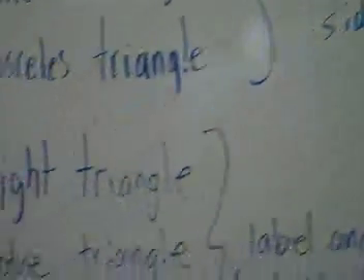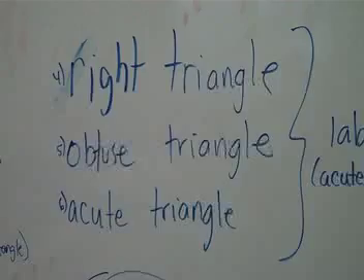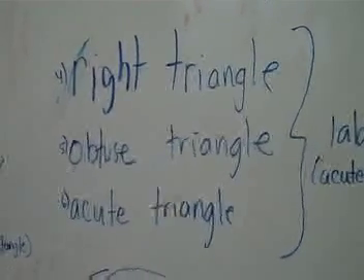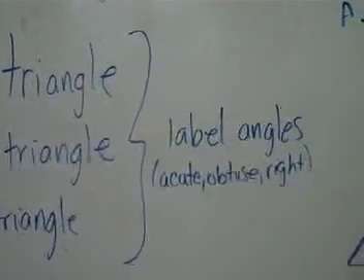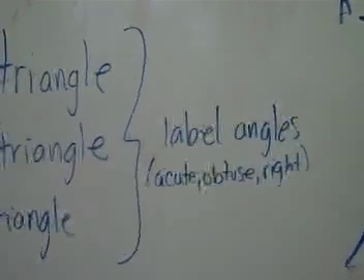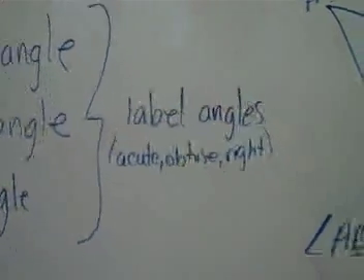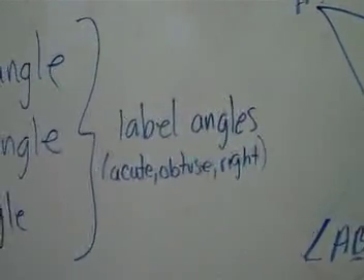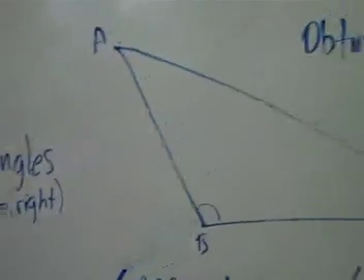Then you can see come the different types of angle triangles, right triangle, obtuse triangle, and acute triangle. And what I want you to do is label the angles, acute, obtuse, or right. You do not have to measure them. That was the issue last night. You're not measuring them. You're using sight and estimation to figure out where they are.